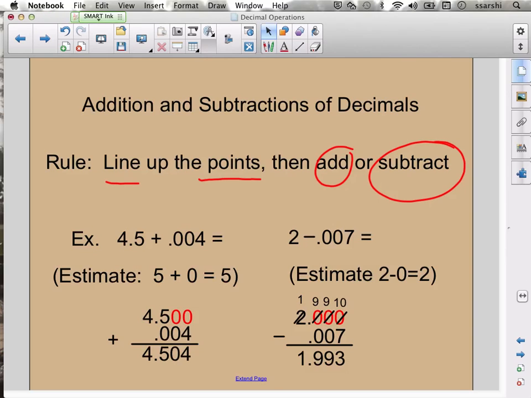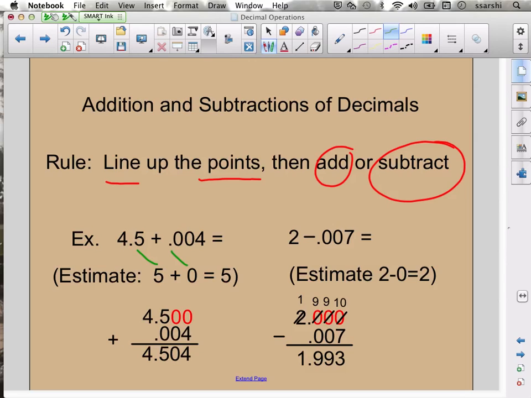So in our first example, we have 4 and 5/10 plus 4 thousandths. You would round the 4.5 to a 5, and you'd round 4 thousandths to 0, and we get 5 plus 0. Our estimated answer is 5.